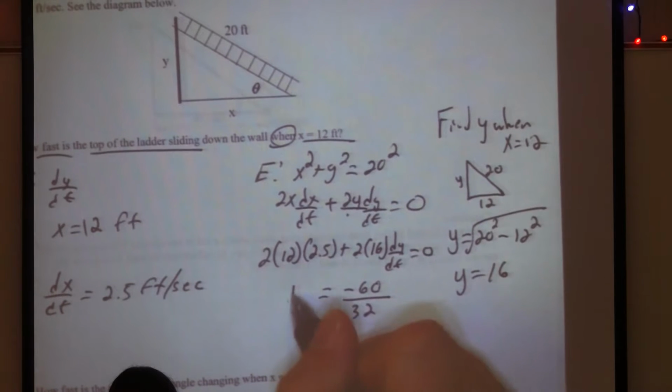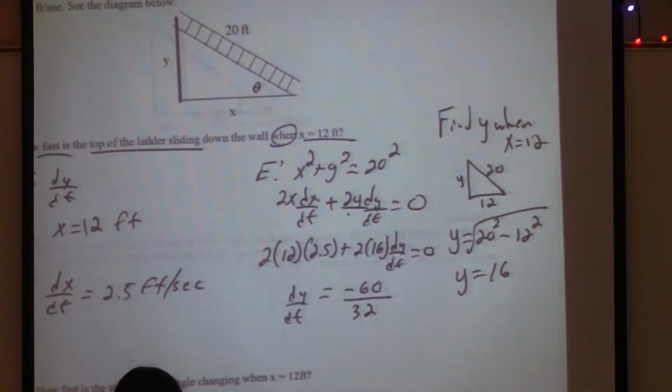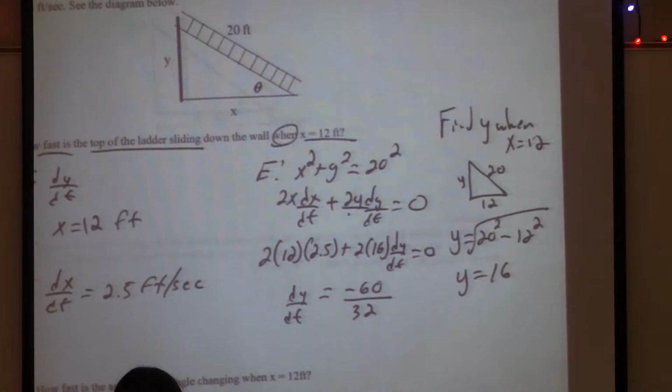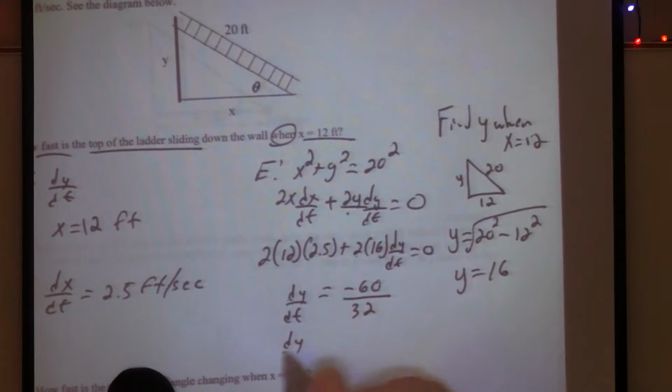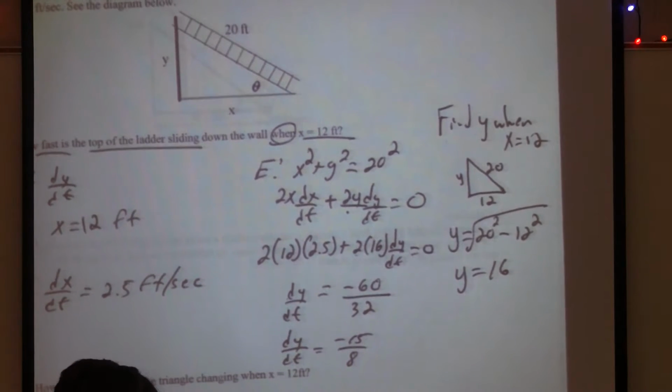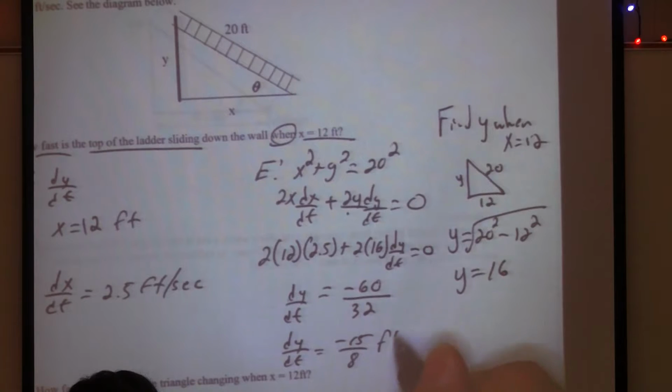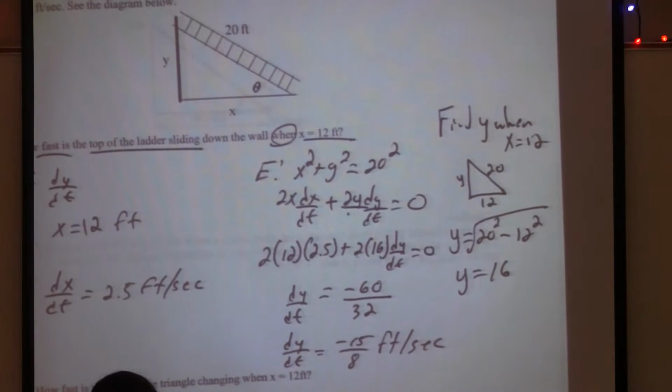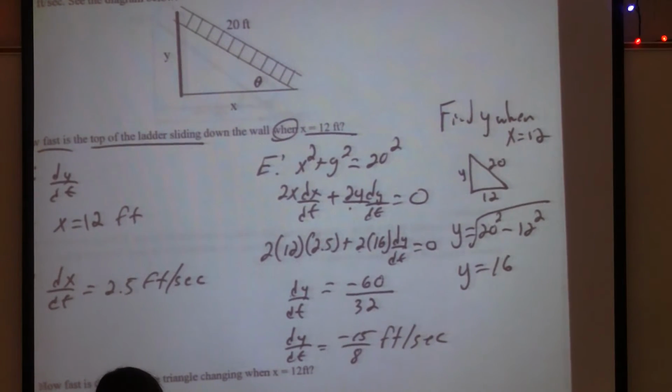32. I already did the work in my head. Is that okay? Moved it over. Okay, and does it reduce? What does it become? Negative 15 over 8. And what would be my units? Feet per second. Beautiful. Super easy?